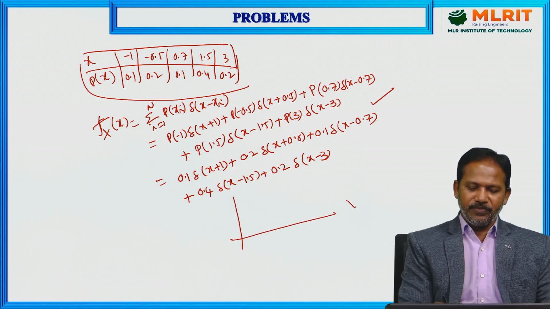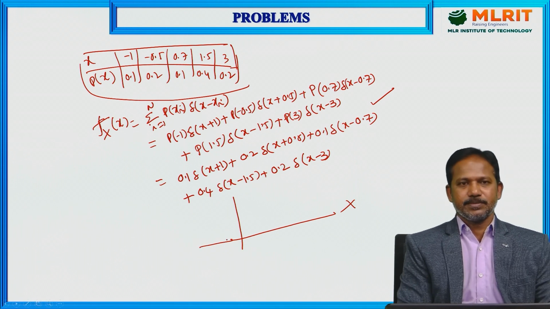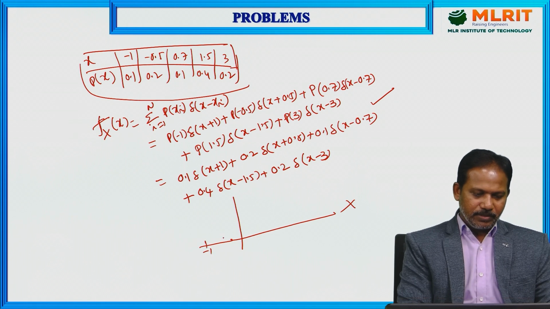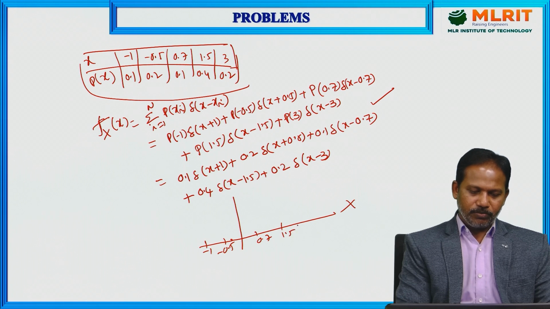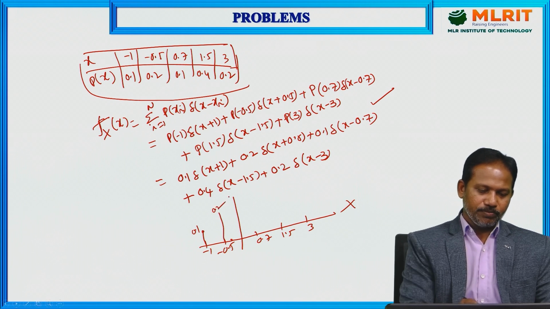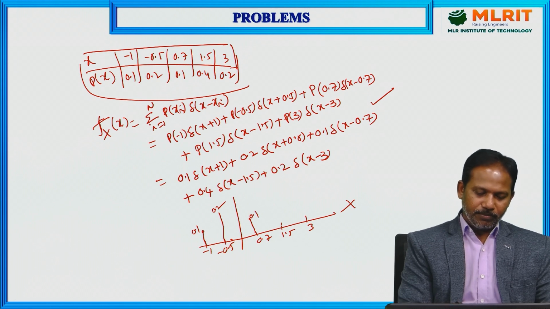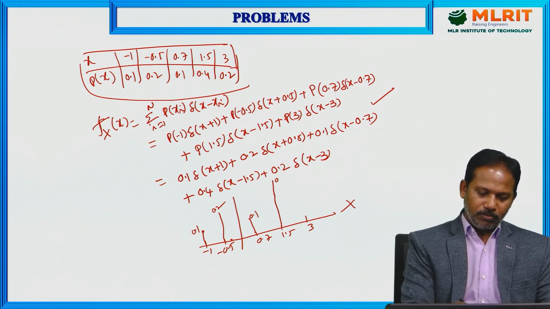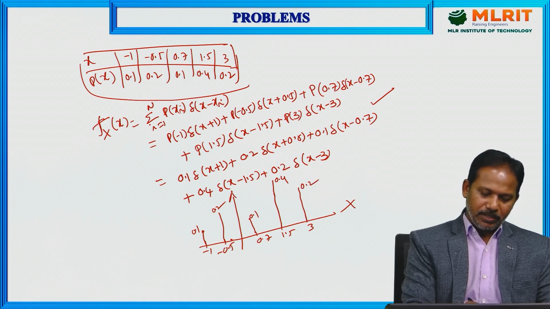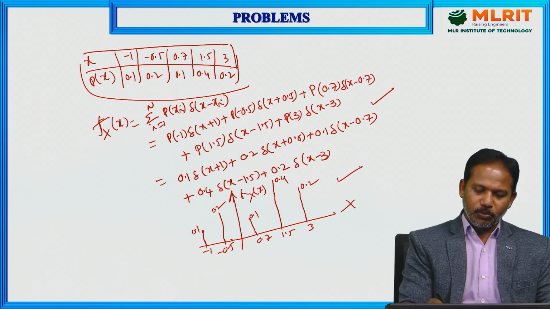So this is my random variable, this is my x-axis. Here my values will be taken as -1, -0.5, 0.7, 1.5 and 3. At -1 my value is 0.1 only. At -0.5 my value is 0.2. At 0.7 the value is 0.1 only. And at 1.5 the value is 0.4. And at 3 the value is 0.2. So this is the representation of the graph for the probability density function.